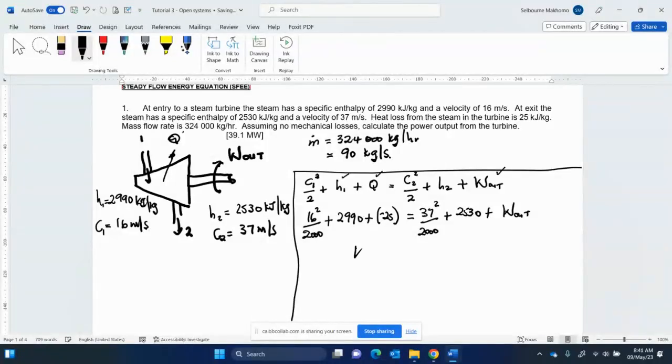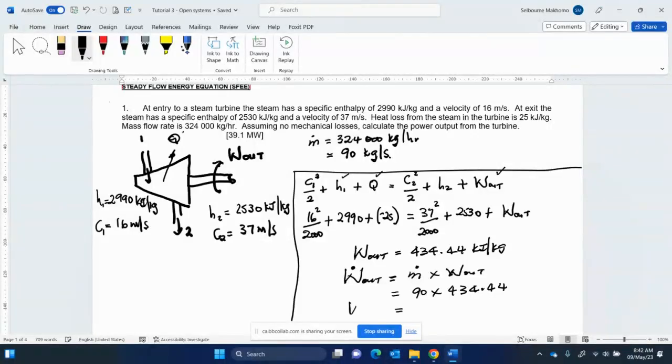So when you work it out, your answer is 434.44 kilojoules per kilogram. But now the question says calculate the power output. Normally, power output is in kilojoules per second, which is the same as kilowatts. So now we have to put a dot here to show that it's a turbine output in kilowatts, which will be mass flow rate multiplied by output per kilogram in kilojoules per kilogram. The mass flow rate is 90 multiplied by 434.44, and the output of this particular turbine is 39.1 megajoules. Sorry, megawatts, or we can say megajoules per second.